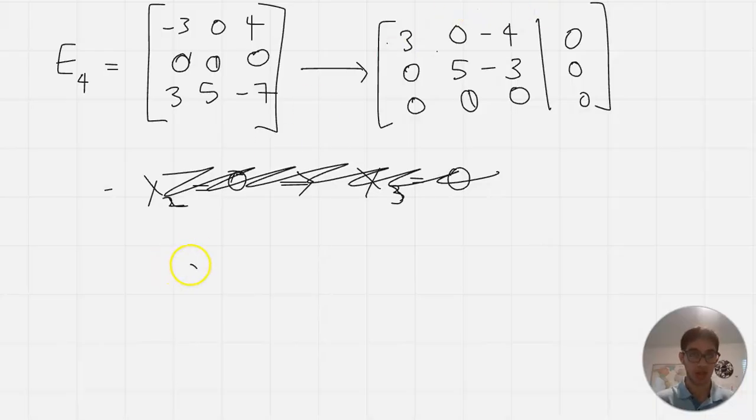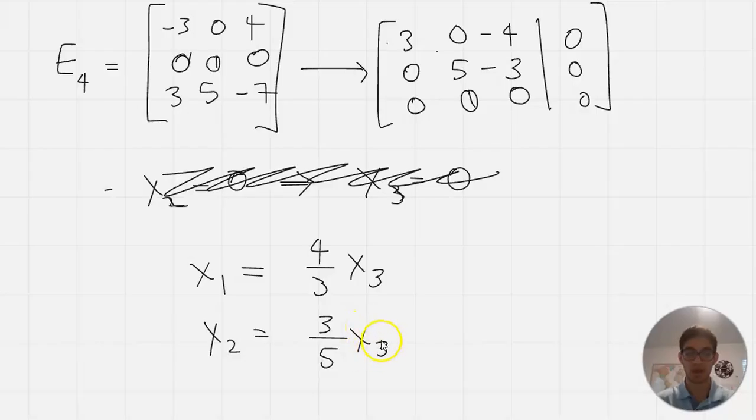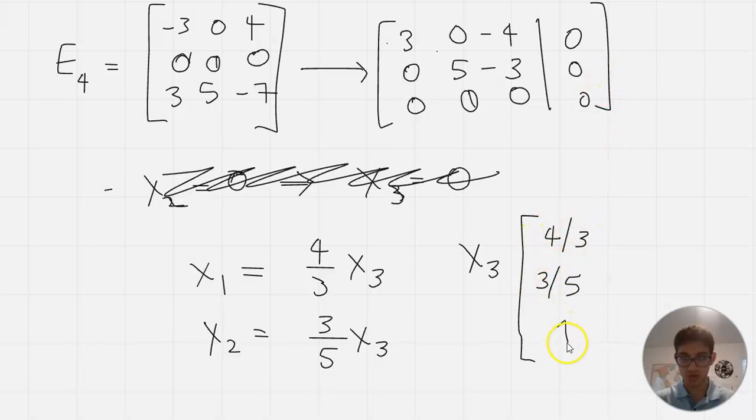We can just say that x1 is equal to 4/3 x3, can't we? What's the free variable here? It's obviously x3, right? Then we can similarly say that x2 equals 3/5 x3, x3 equals x3, and so this is our answer: 4/3, 3/5, and 1. We can multiply by 15, right?